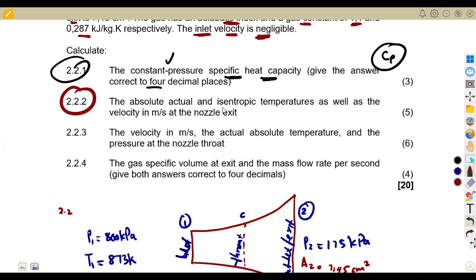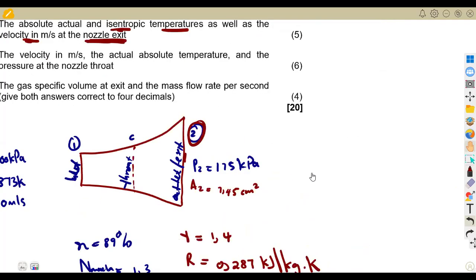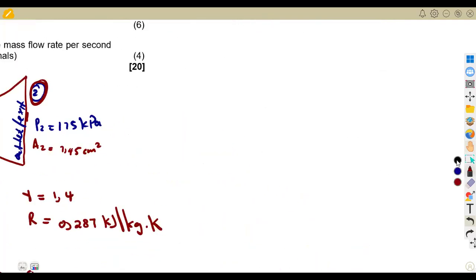Then we also have the isentropic temperatures. So we need the actual and the isentropic, as well as the velocity at the nozzle exit. At the exit, meaning at point 2. So at point 2, this is what we want, 2.22. Let us just save our solution here.